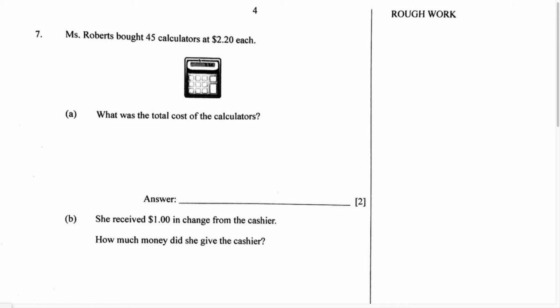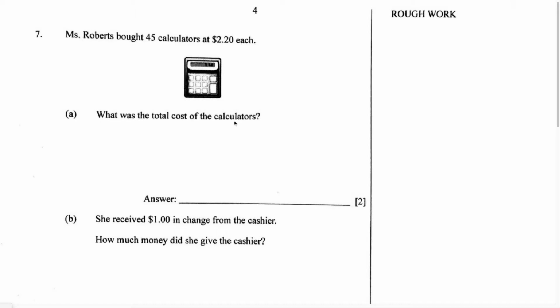This question says, Miss Roberts bought 45 calculators at $2.20 each. Part A. What was the total cost of the calculators? So they want us to find the total cost of the calculators she bought. Now, in order to find the total cost of these calculators, what do you think we need? Well, we're going to need the amount of calculators, and we're going to need the price of one calculator.